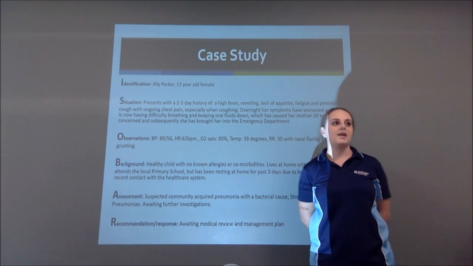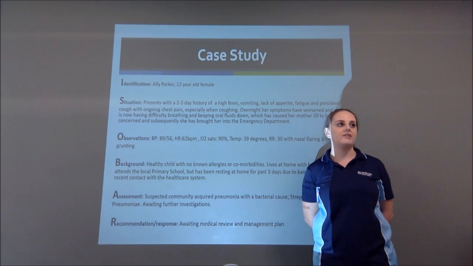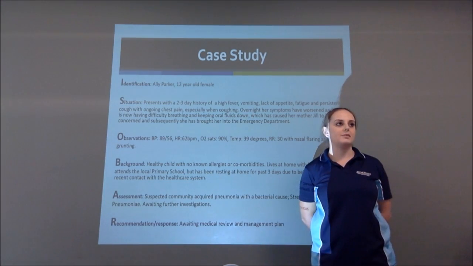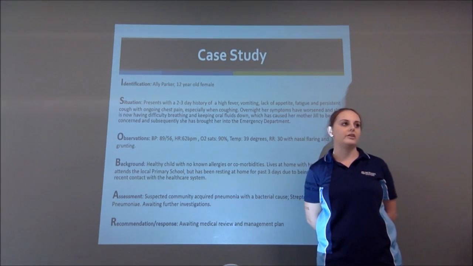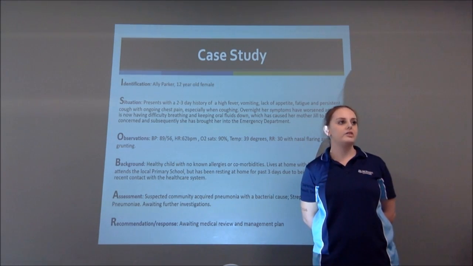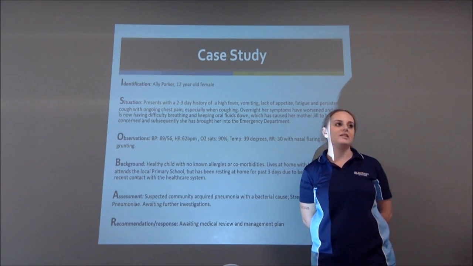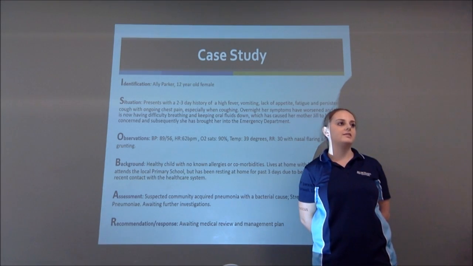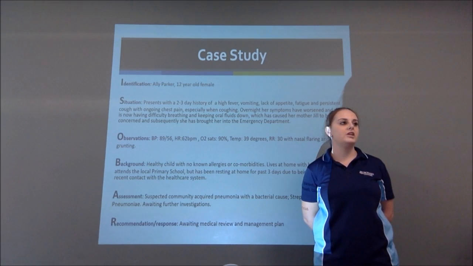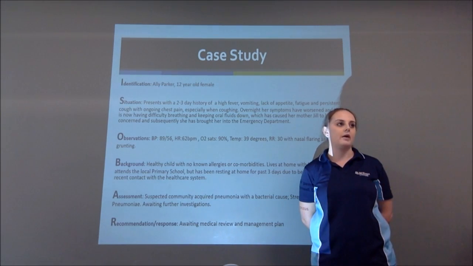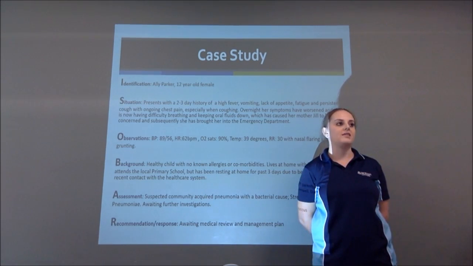Observations: BP 89 on 56, heart rate 62, oxygen sats 90%, temperature 39 degrees, respiratory rate 30 with nasal flaring and grunting. Background: healthy child with no known allergies or comorbidities. Lives at home with their parents and attends a local primary school, but has been resting at home for the past 3 days due to being unwell. Denies recent contact with the healthcare system.